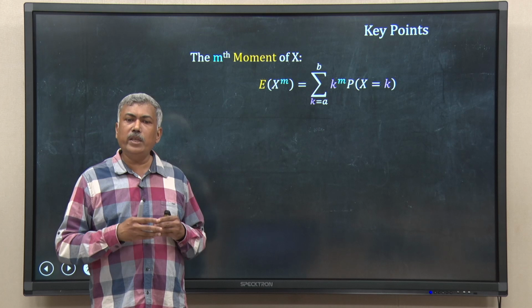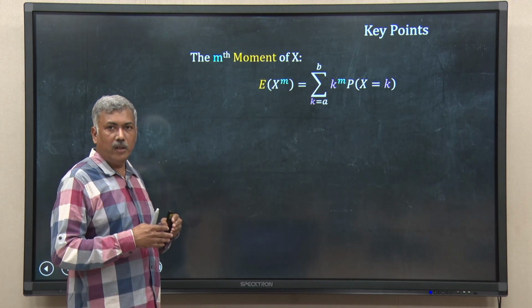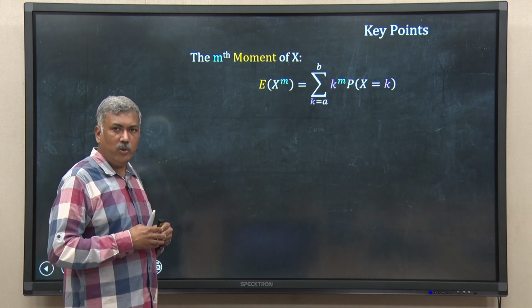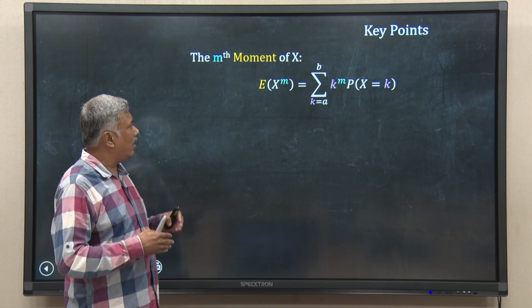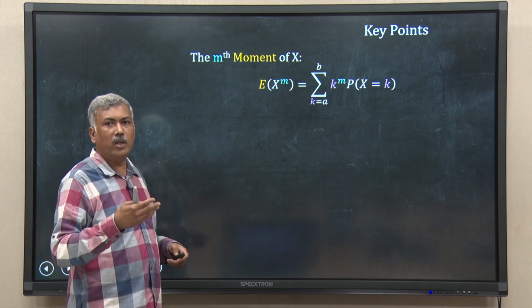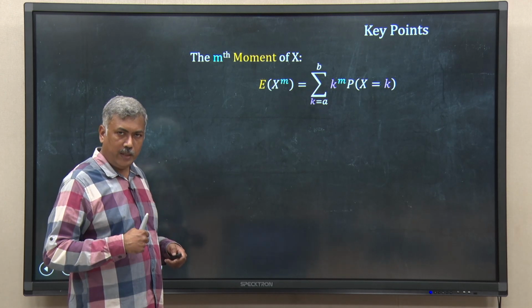So, the mth moment of a random variable x, where the formula that I have shown is for a discrete random variable, but you can have an equivalent one for a continuous one, is equal to the summation of k to the power m into probability of k. K is a particular value or realization of that random variable.